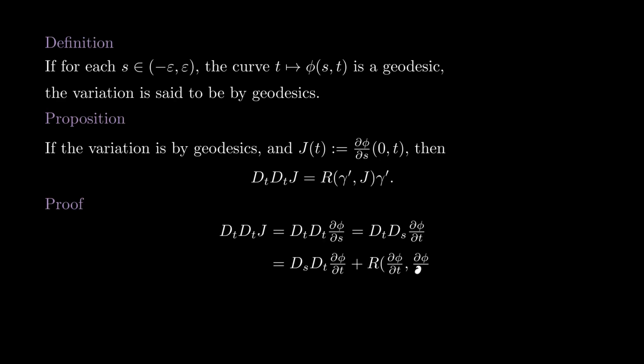In the lesson about curvature, we learned that the commutator of the covariant derivatives can be written in terms of the curvature, meaning that this expression equals D_s D_t partial phi partial t plus a curvature term. We are assuming that the variation is by geodesics, so the second derivatives of phi with respect to t are 0, leaving only the curvature term. Along the geodesic, partial phi partial t is gamma prime and partial phi partial s is J. This is what we call the Jacobi equation. We will say that a vector field along a geodesic is a Jacobi field if it satisfies this equation.